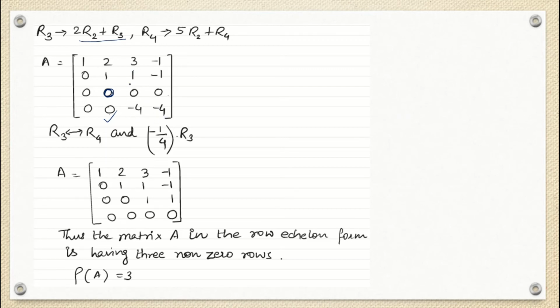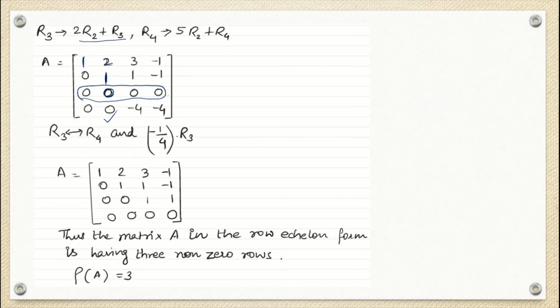Still this is not in my echelon form. Why? I can see that all zeros are present here, right? And we have discussed that all 0 rows should be at the bottom of the matrix. Fine. So what I have to do? I have to straightforward interchange row number 4 and row number 3, so that the 0 row should be at the bottom. So that we have done.